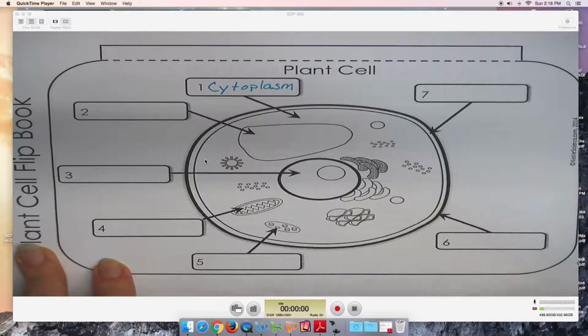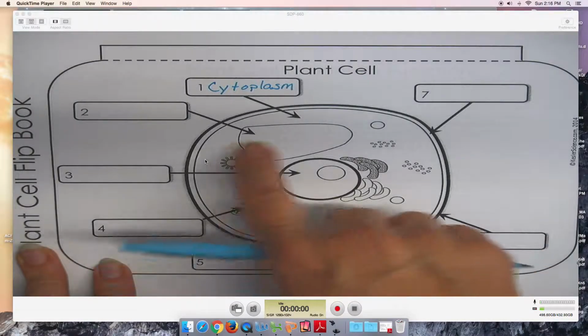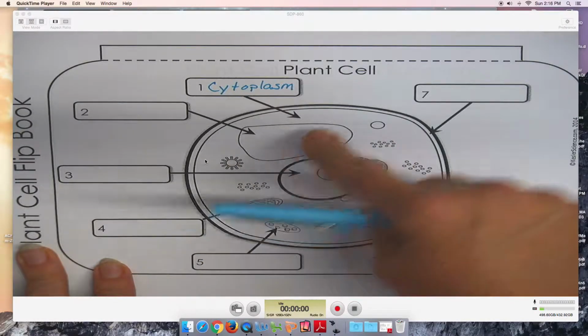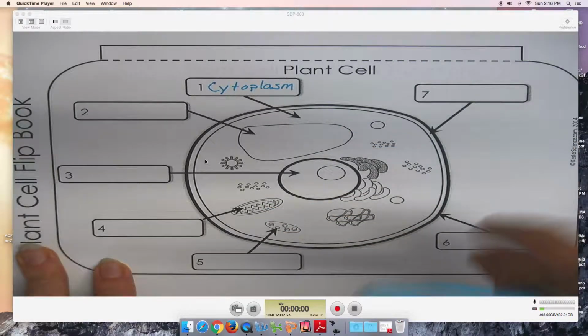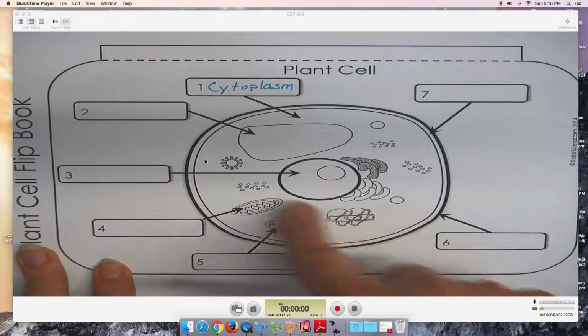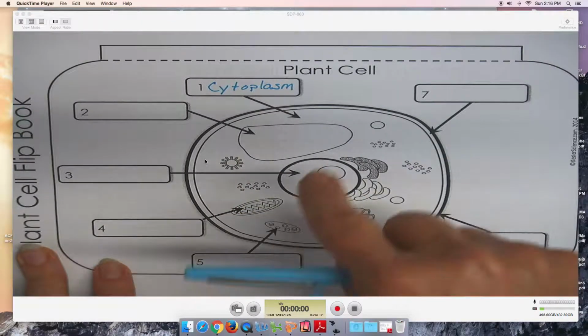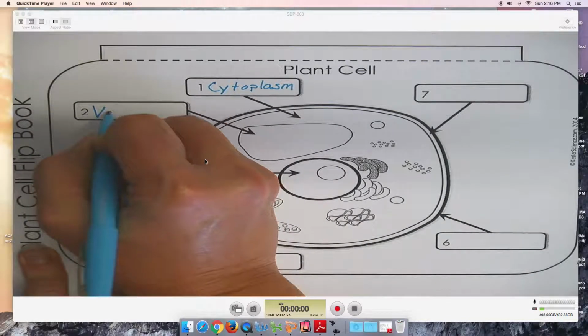Number two, we found that in the animal cell also, but it was really, really small. In plants, it's very large, and it's quite often found in the center of the cell. A lot of times, if you remember the onion cells that we looked at, it had the nucleus pushed off to the side and the whole center of the cell was open. That is because the vacuole was there. So this is called a vacuole.